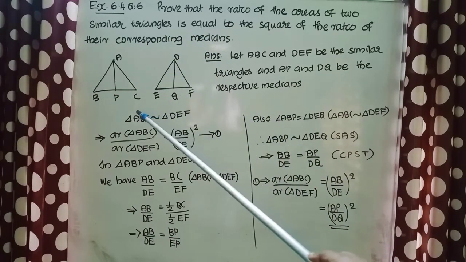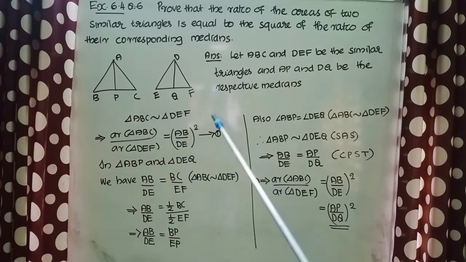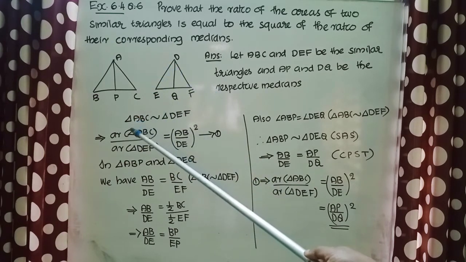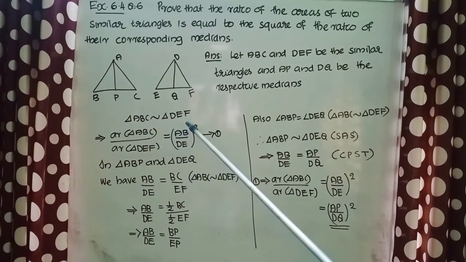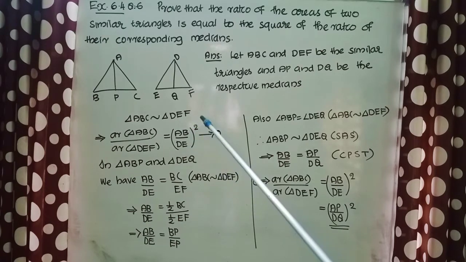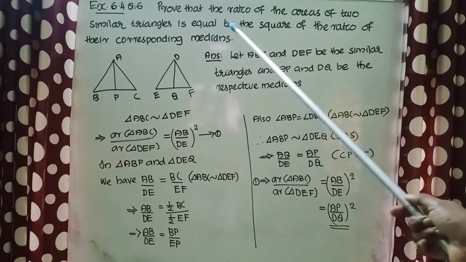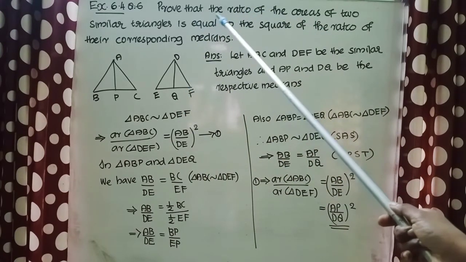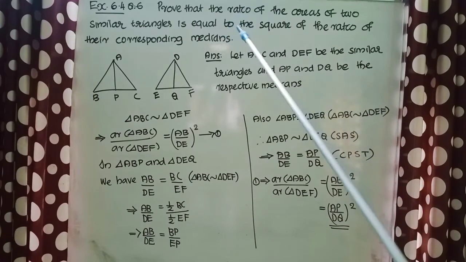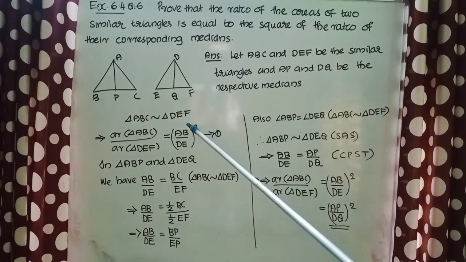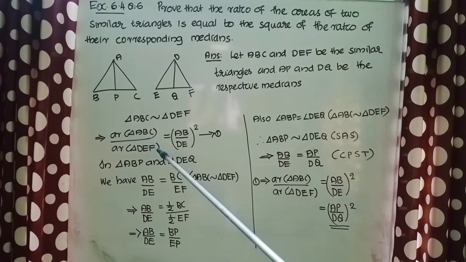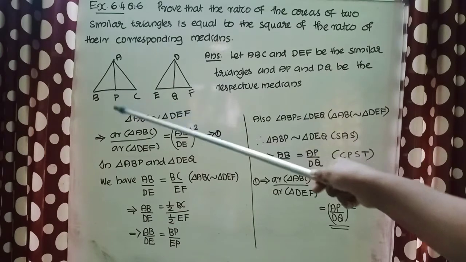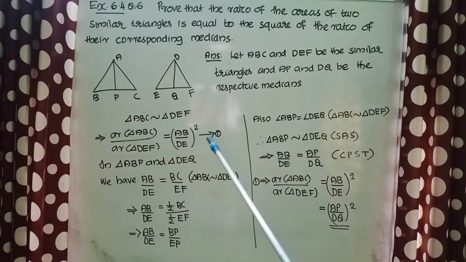Here it is given triangle ABC is similar to triangle DEF. So we can write area of triangle ABC by area of triangle DEF equal to AB by DE whole square by our theorem 6.6. We need to prove the ratio of their areas is equal to the square of the ratio of their corresponding medians. So here we need to get area of triangle ABC by area of triangle DEF equal to AP by DQ whole square.